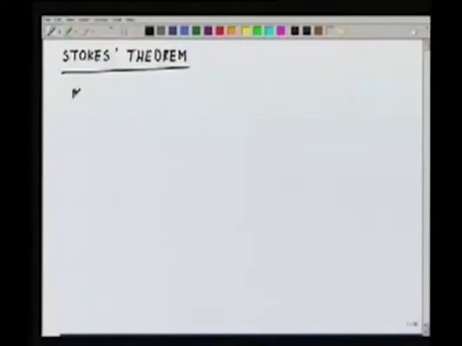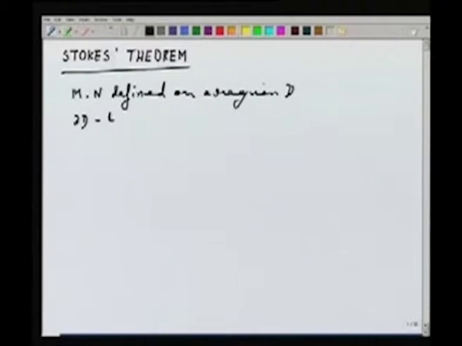So the theorem was that suppose I have functions M, N defined on a region D, and let us say ∂D denotes the boundary of D, with positive direction.